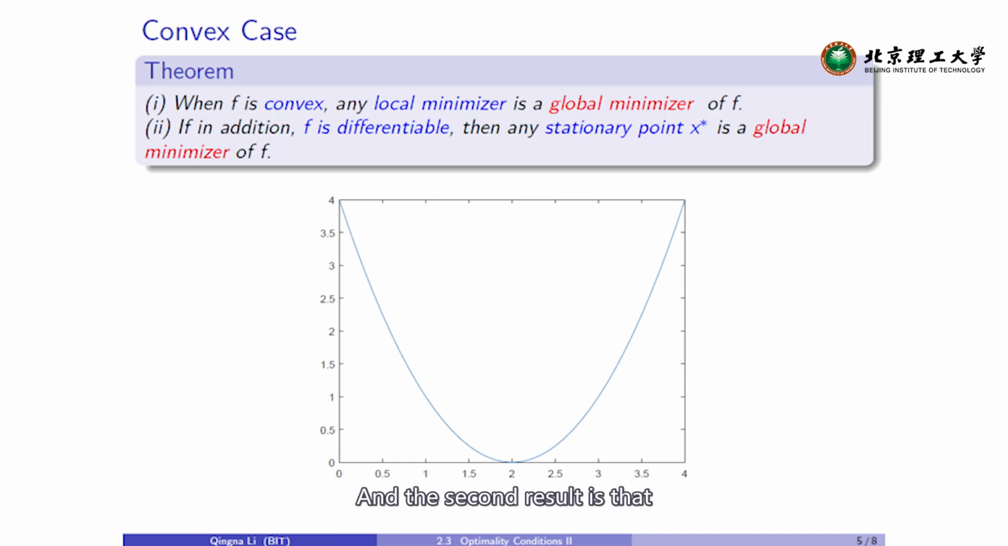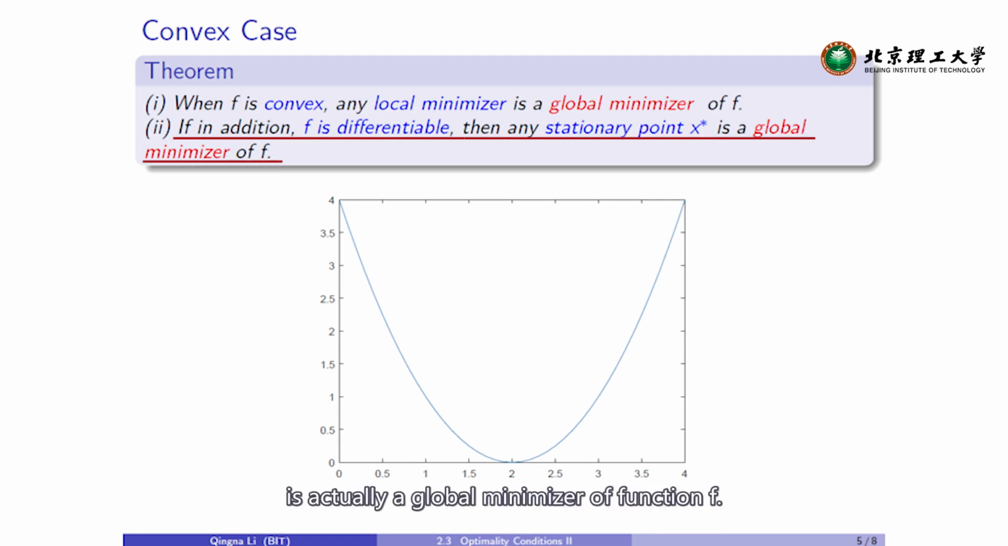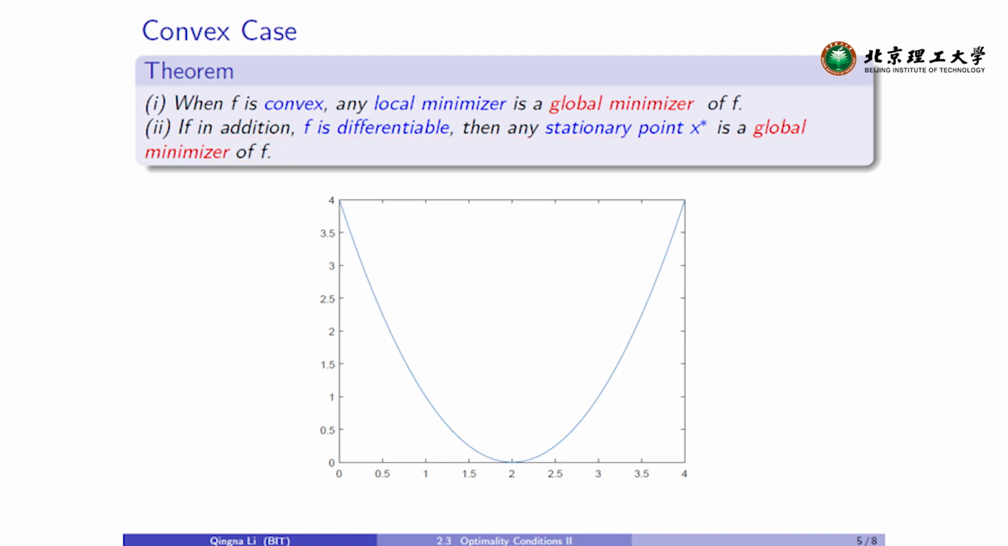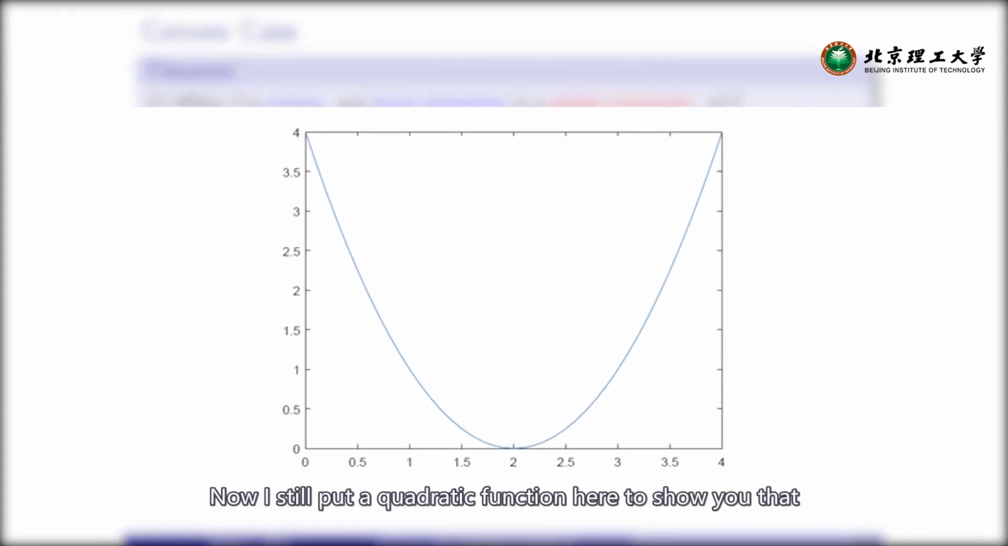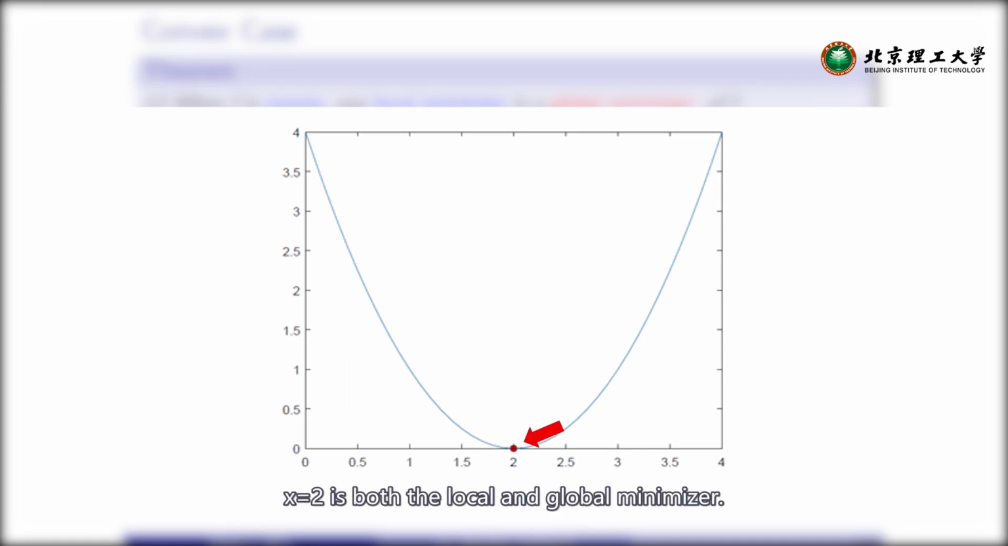And the second result is that if f is differentiable, then any stationary point x star is actually a global minimizer of function f. This is the second result. Now I still put a quadratic function here to show you that in the convex function case, x equals 2 is both the local and the global minimizer.